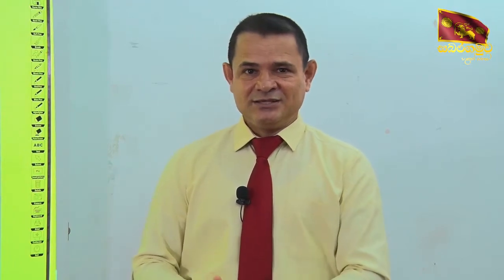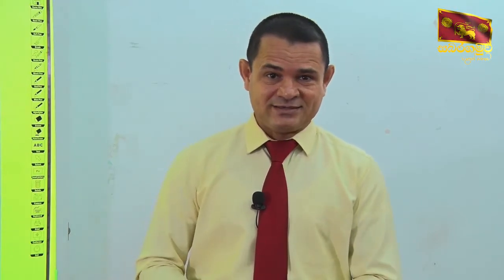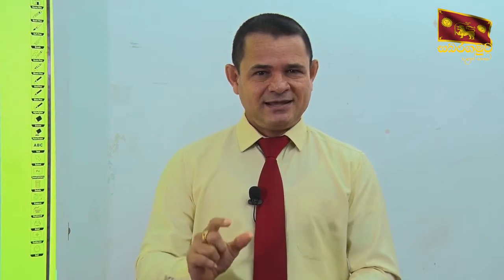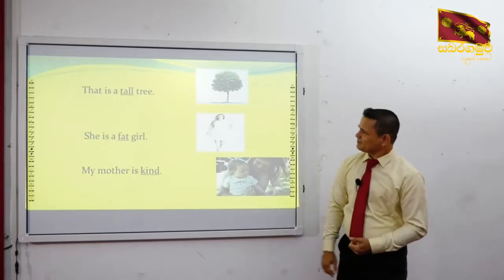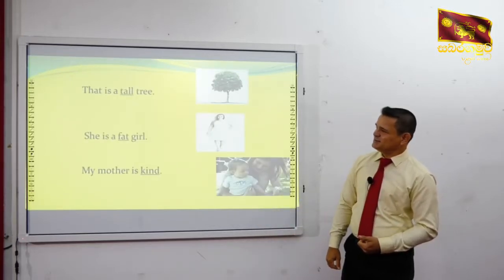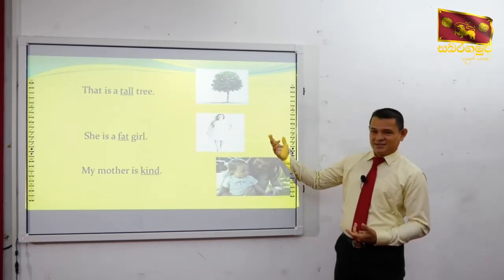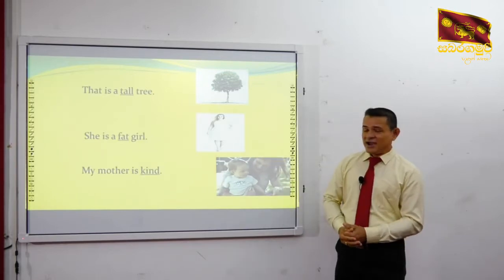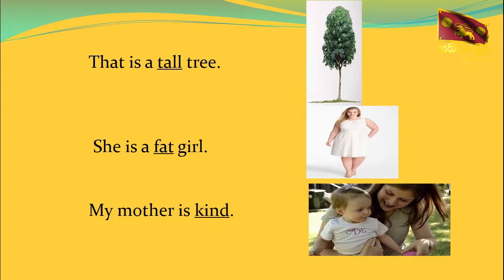I'll tell you these ways of using adjectives. But anyway, did you get an idea what an adjective is? Once again I'm telling you, it tells something about the noun, so it is called an adjective. Look at these examples. That is a tall tree. Once again, tall, adjective; tree, noun. She is a fat girl. Look at the girl. Fat is the adjective. My mother is kind. Kind is the adjective. That word tells something about mother.